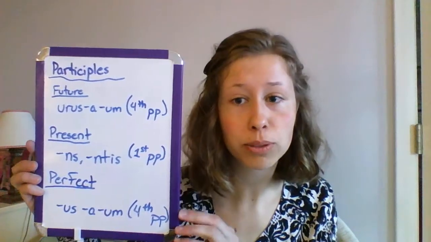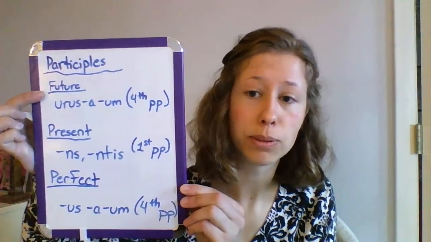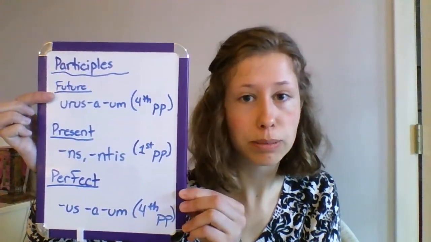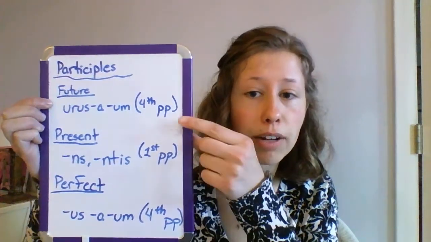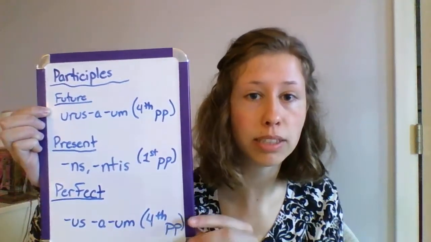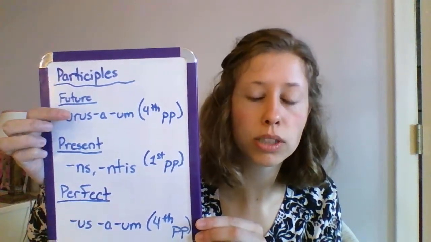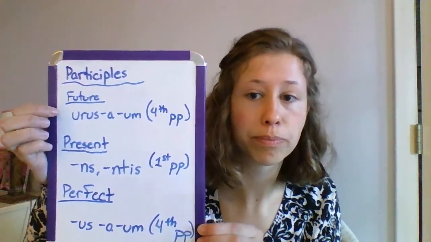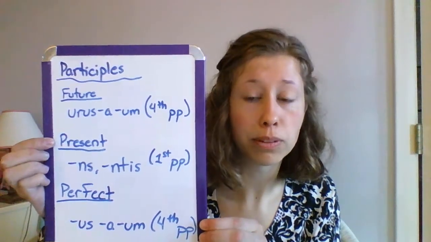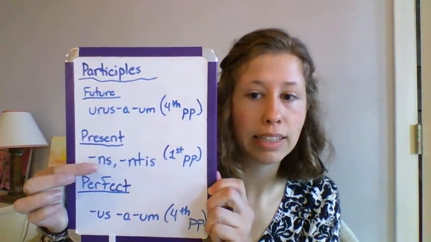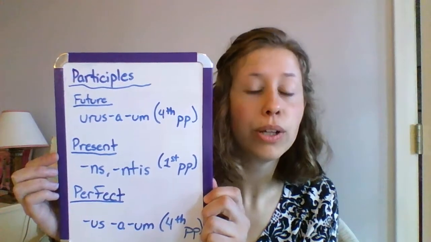Okay, so the next topic we're going to cover is participles, having gone over all of our principal parts. So, the way participles work. Future participles. We only know future active participles so far. They come from that fourth principal part, so amatus in this case, and you add -urus, -a, -um, so you get amaturus, amatura, amaturum.